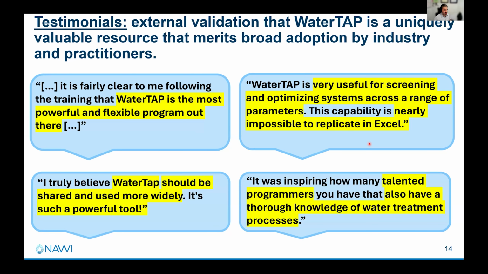And then last but not least, it was inspiring how many talented programmers you have that also have a thorough knowledge of water treatment processes. So this isn't just to toot our own horn. On that last point, I just want to highlight that our team comprises experts in mathematical optimization, process systems engineering, software development, but also subject matter experts in desalination, water reuse, water treatment in general. And so I really encourage you to touch base with us.